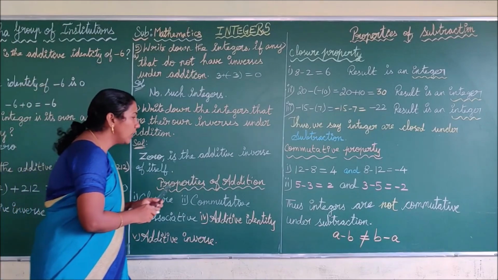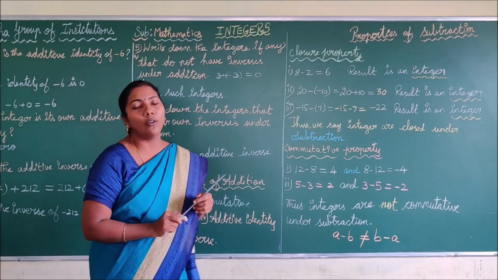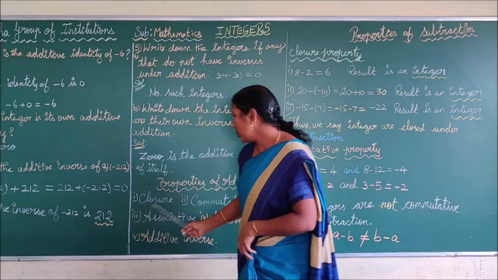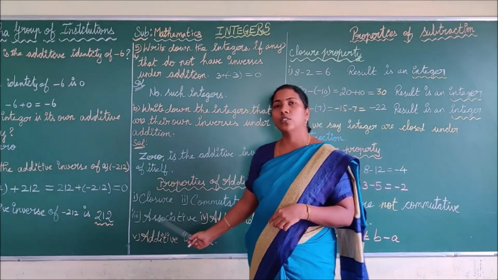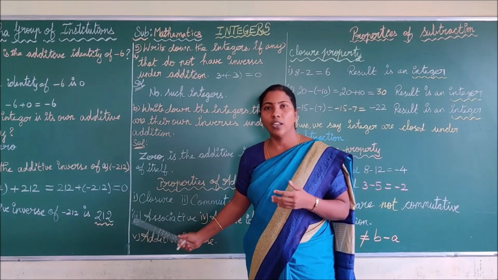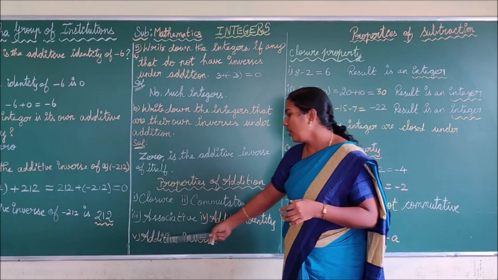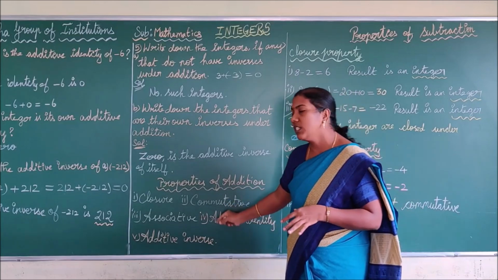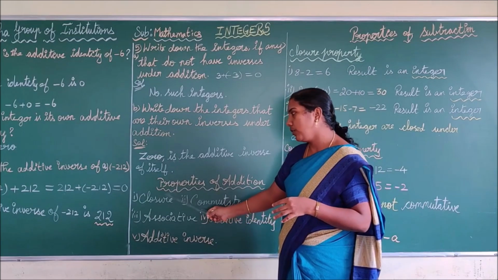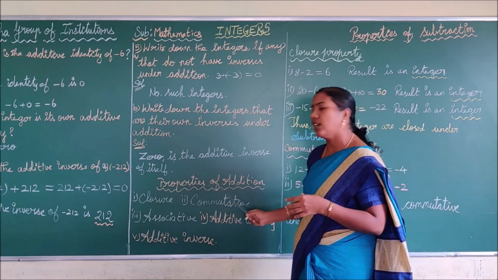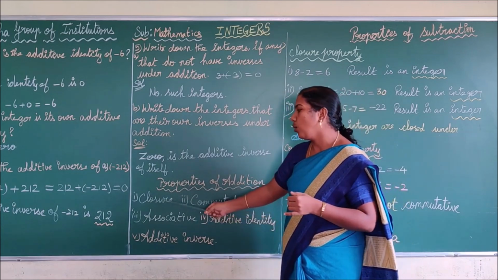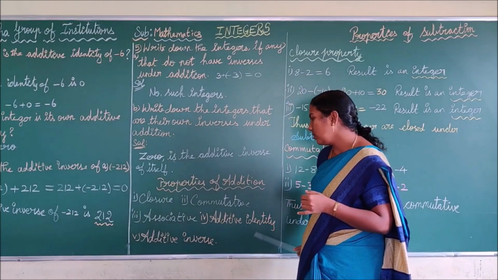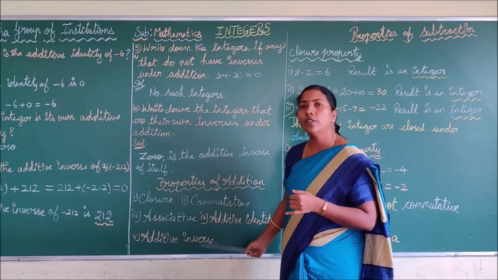In the homework, what I have asked is, you have to write the properties of addition. But many of you have written only closure property, commutative property, associative property. They left out additive identity and additive inverse. But properties of addition include all these 5, children. That is, if you are asked to write the properties of addition, you have to write closure property, commutative, associative, additive identity, and also additive inverse.